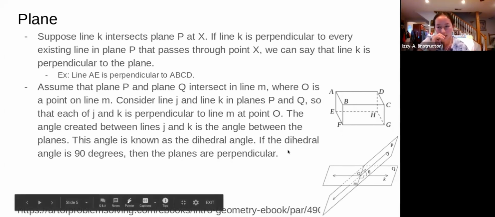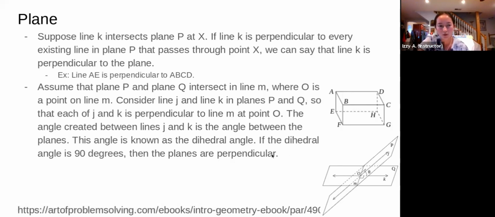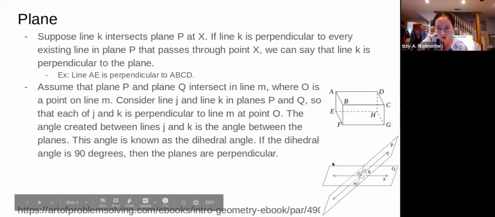So that was a lot of information, but to describe it in simpler terms, if you were to look at line J and K, this is theta, but this would be the dihedral angle, and if it's 90 degrees, then the planes will be perpendicular.